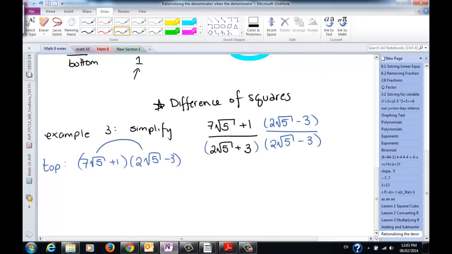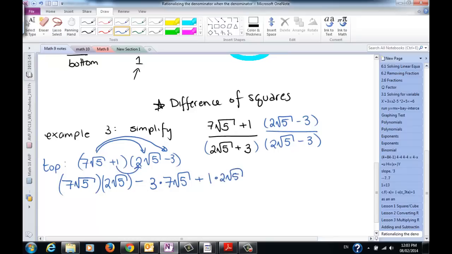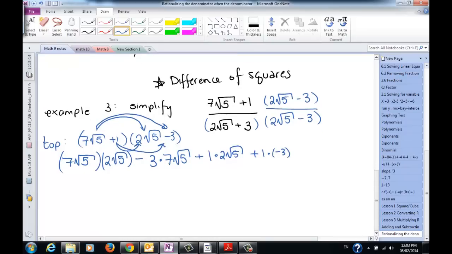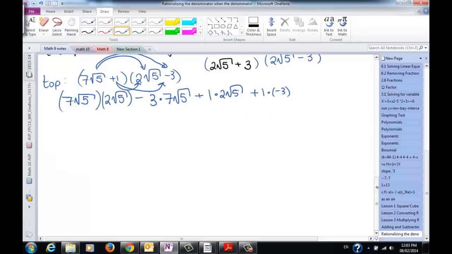Alright, so I have to FOIL. So what I have here is, if you're not sure, just write it out piece by piece. I'm doing 7 root 5 multiplied by 2 root 5. Okay, and then I'm going to do my outside, minus 3 multiplied by 7 root 5. Inside, plus 1 multiplied by 2 root 5. And last, I have plus 1 multiplied by negative 3. And I'm going to simplify a bit.